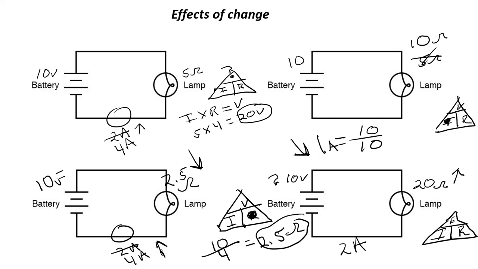All right. So I'm looking for volts. Put my finger over that. I got I times R, 2 times 20, and that equals 40 all day long. 40 volts. And there you go. My volts went up. So when in doubt, if somebody asks you if volts go up in a circuit and resistance stays, make your triangle, throw a couple numbers in, and figure it out. It's easy peasy.